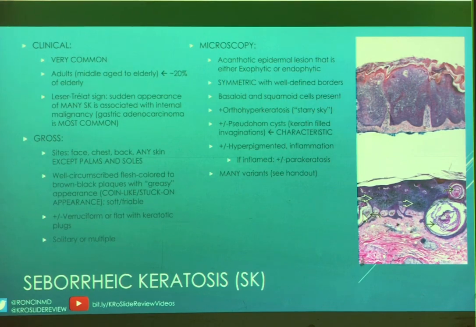And on microscopy, as was pointed out, they are acanthotic lesions, and they are either exophytic, which means they grow out, or endophytic, meaning they grow down. They are symmetric with well-defined borders, and they are very basaloid in appearance, which means they're very blue, and obviously it's involving squamous cells. You will see orthohyperkeratosis, so again, not parakeratosis, but orthokeratosis, which gives you the starry sky appearance, and you may or may not see pseudohorn cysts, and those pseudohorn cysts are keratin-filled invaginations, okay, and these are very characteristic.